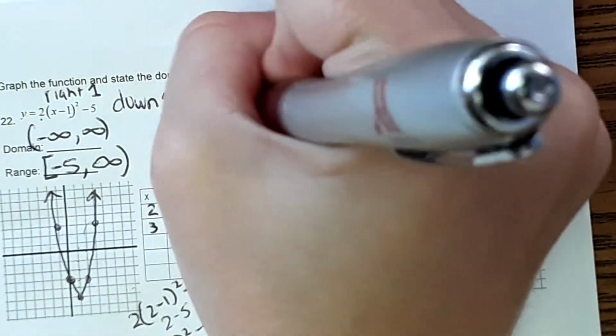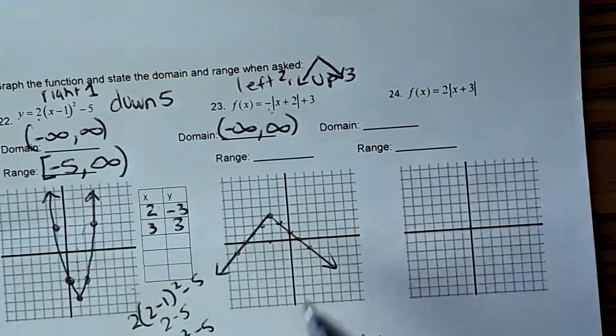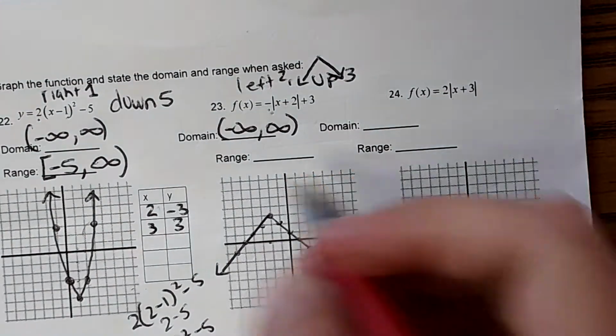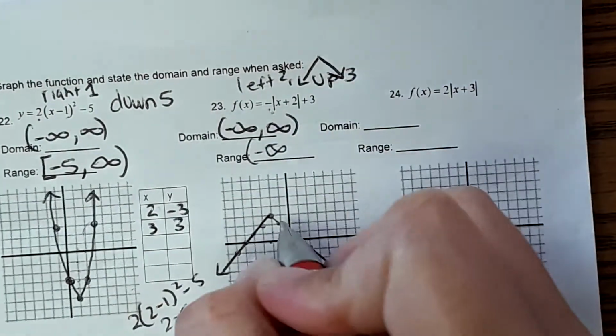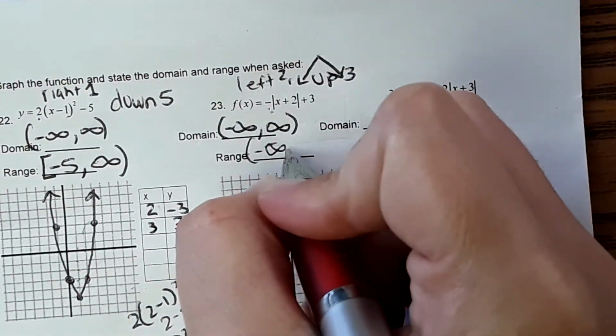Domain, -infinity to infinity and beyond. Range, the lowest y value will be -infinity, and then the top one will be 1, 2, 3.